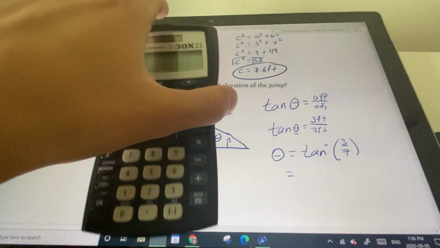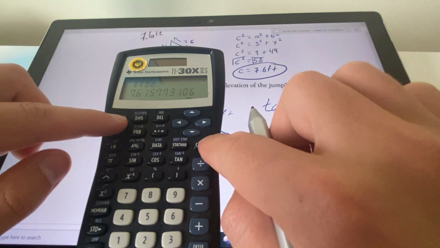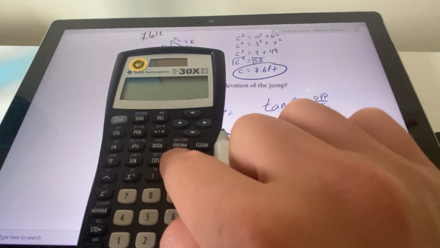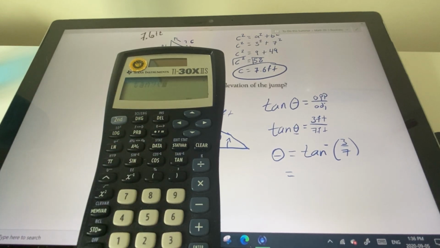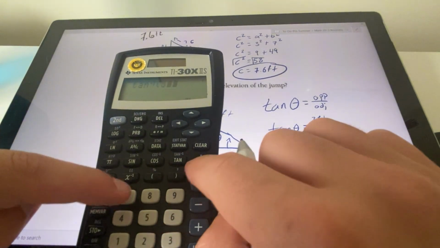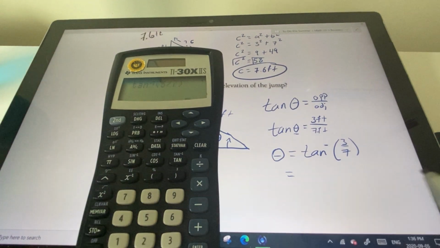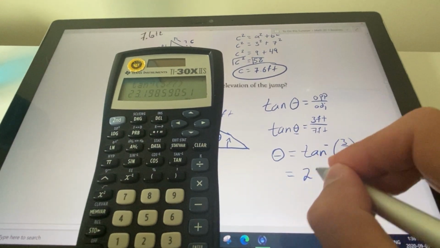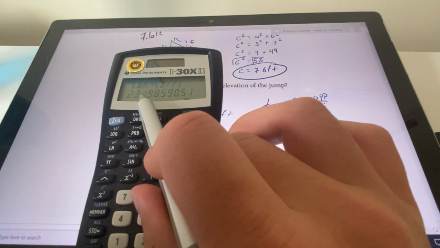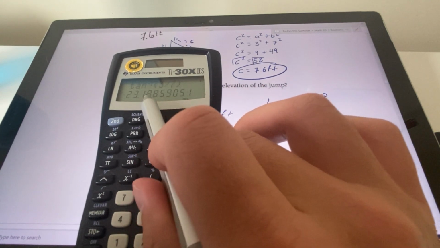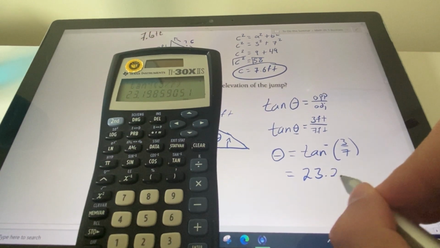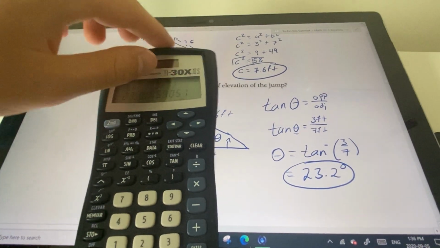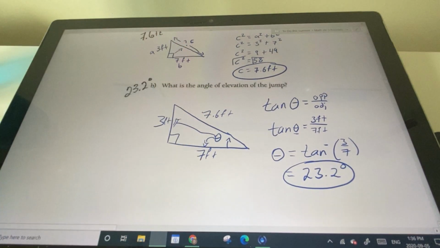So again, I'm going to do second tan to get to the blue tan^-1 of 3 over 7. And that will give me 23.2, and I'm going to round it to 0.2 because this is greater than 5, so it rounds the number to the left of it upwards. So 23.2 degrees. And that is our angle of elevation.